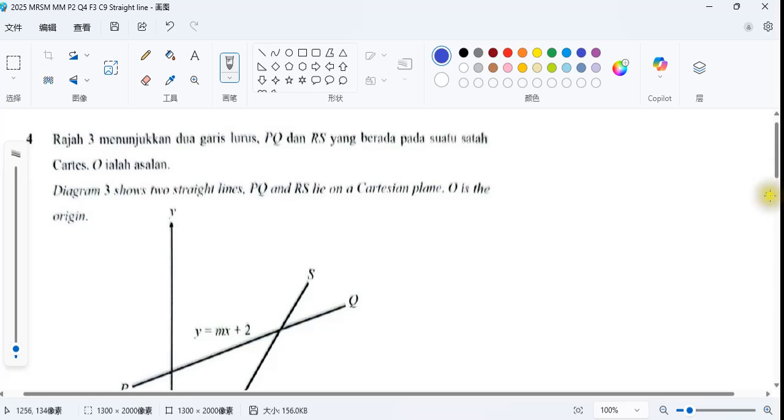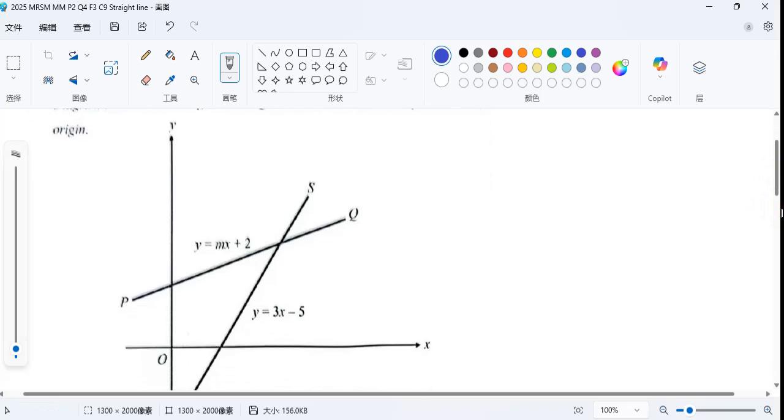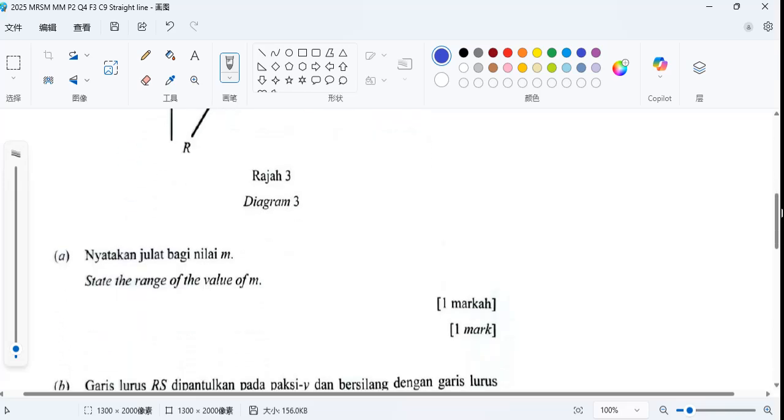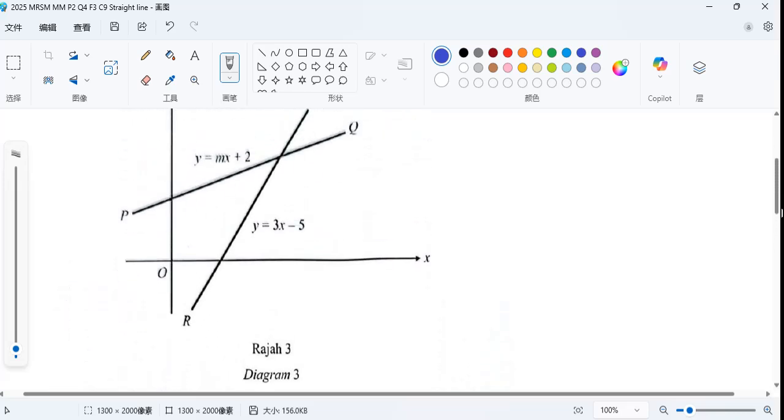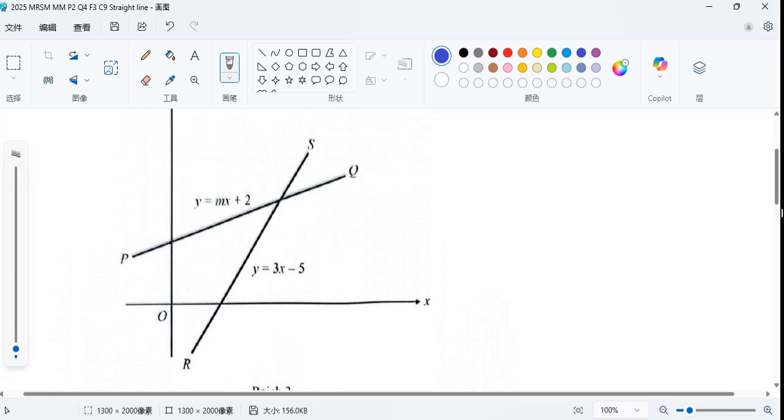Diagram 3 shows two straight lines PQ and RS on a Cartesian plane, O is the origin. State the range of values of m. So we know that m is greater than 0, and at the same time m is less than 3. Because this line is steeper, the gradient is less than 3. So m will be between 0 and 3.